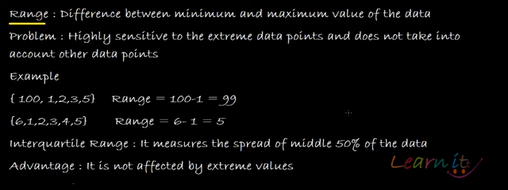Now, the problem is that it might be affected hugely by the extreme data points, and it doesn't take into account any other data point whatsoever in the data. You might have a million data points in the data set, but it won't take care of any of those points. It will just take care of the highest and the lowest point. That's the range.